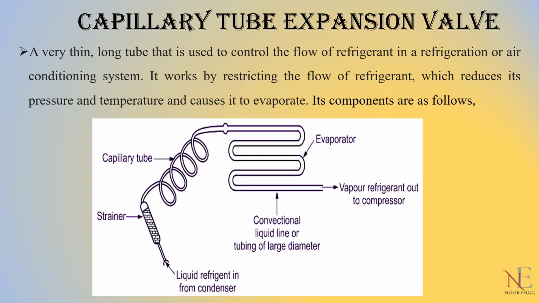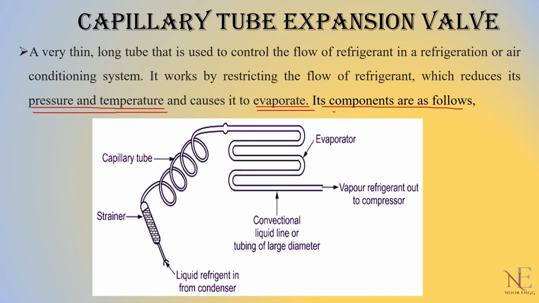What are capillary tubes? You have been seeing a capillary tube in your own college labs. This is also a type of expansion valve. A very thin long tube that is used to control the flow of refrigerant in a refrigeration or air conditioning system. It works by restricting the flow of refrigerant, which reduces its pressure and temperature. This is the main working of an expansion valve, and it causes the refrigerant to evaporate.